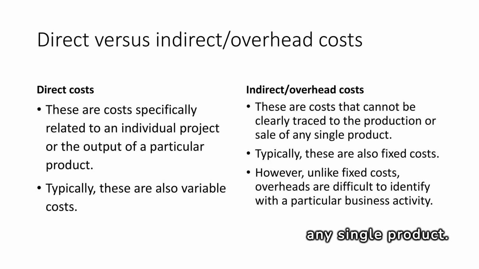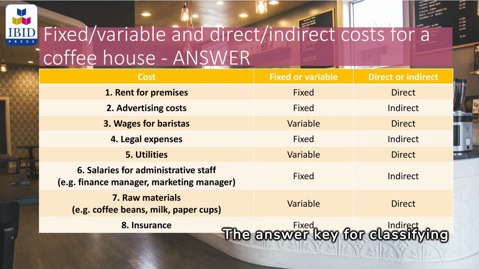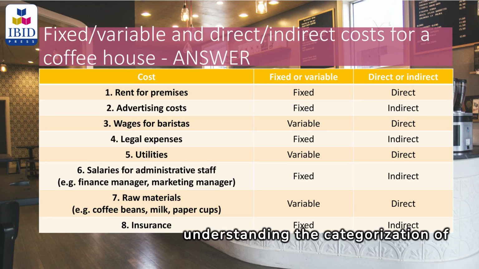any single product. Learn to classify costs as fixed, variable, and direct, indirect for a coffee house, including rent, advertising costs, wages, and more. The answer key for classifying fixed, variable, and direct, indirect costs for a coffee house. It aids in understanding the categorization of costs.